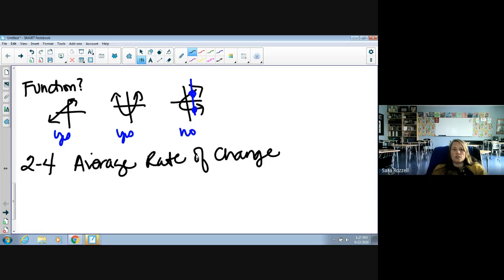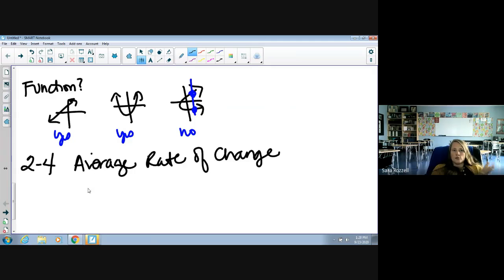The average rate of change is going to calculate between 2 points, the average rate of change. How do the 2 points compare from where you started to where you ended? How did your y's change over how did your x's change?